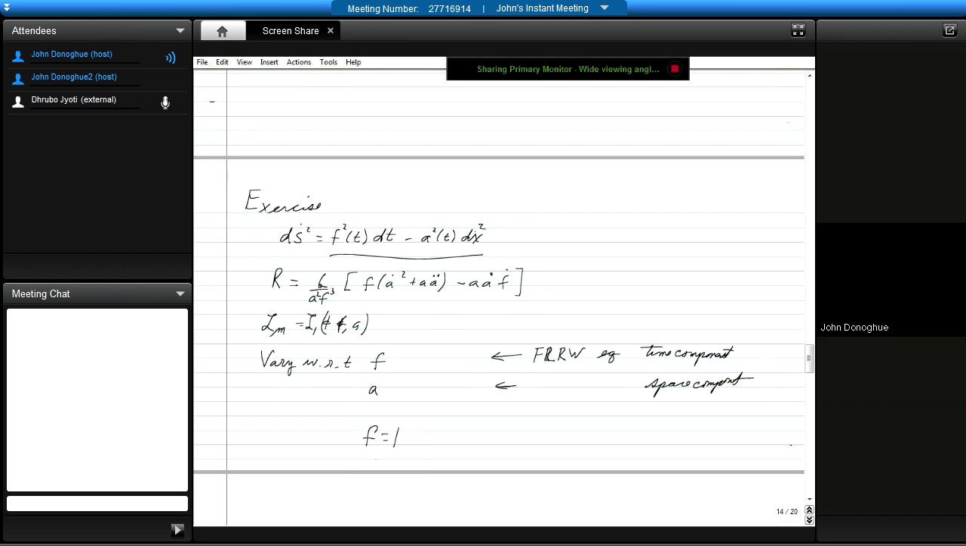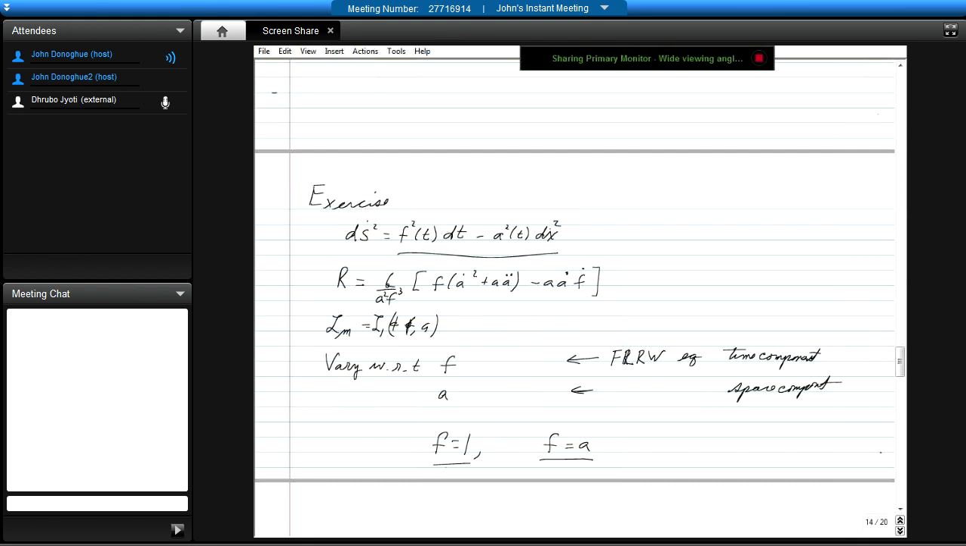The forms that you normally see in the end are set with f equals to 1. That's a gauge choice. And then a of t varies. But there's another choice that you sometimes see, which is f equals a, a conformal choice. Okay. So you can get Friedmann-Robertson-Walker in either of these two bases by starting from that action. Okay, anyway, so let me stop.